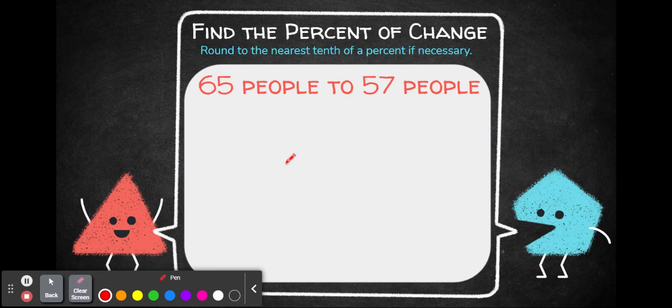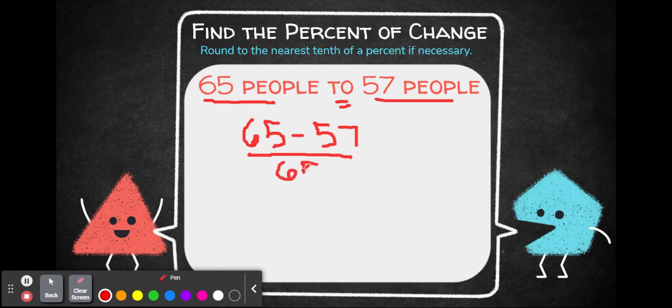Let's try this example. The directions say to find the percent of change, round to the nearest 10th of a percent if necessary. So it starts with 65 people and then it goes to 57 people. Since this is our starting point, 65, and the number is going down, we would say that this is a percent of decrease. And our formula, we always begin with the greater number. So that's 65 minus 57 in the numerator, all divided by the original amount, which is 65. Remember to treat the fraction bar like a grouping symbol, so we'll subtract 65 minus 57 on the top first. You should have gotten 8, and then we'll divide that by 65.